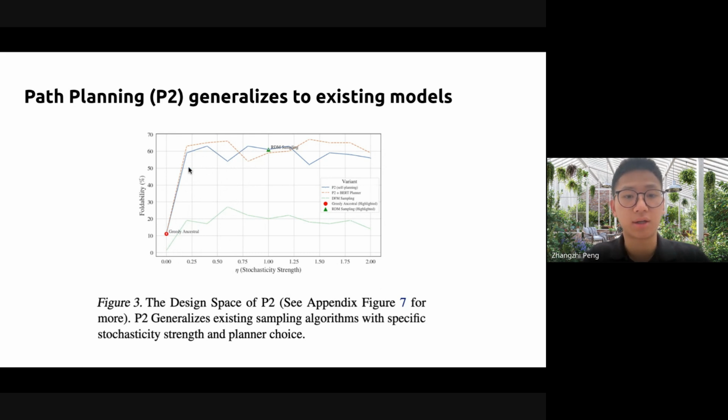And the other, the blue one, is the one that uses the BERT planning. You can see that by integrating a BERT model, it functions really similar to self-planning, but there are times that you can get a better performance. And this is the kind of design space you can explore in P2.